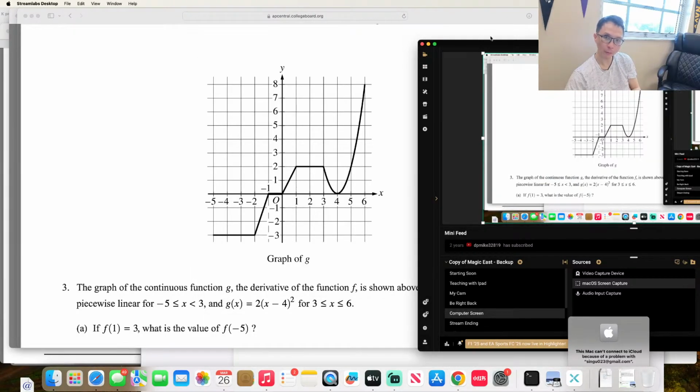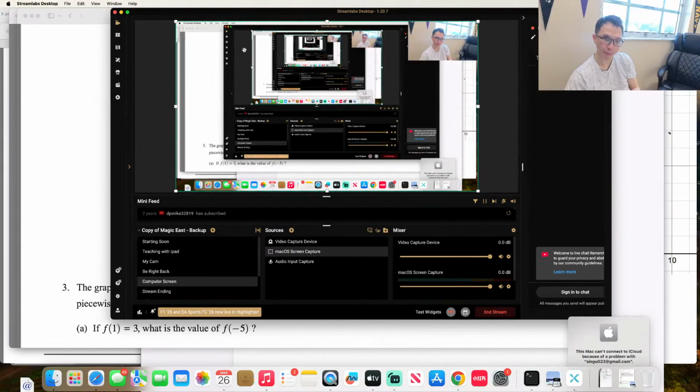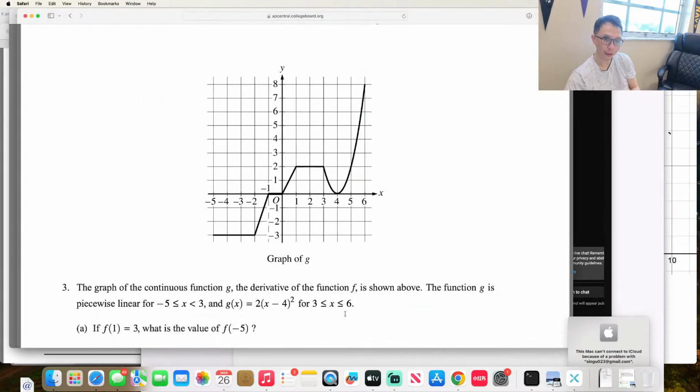Okay, so one of the most common test things is L'Hopital's rule.